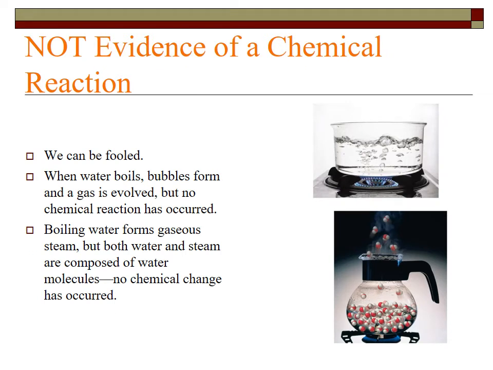What are some things that are not evidence of a chemical reaction? Sometimes we can be fooled, so we have to know what exactly our process is, or the compounds that we're undergoing in the chemical reaction. For example, when water boils, bubbles form and a gas is evolved, but no chemical reaction has occurred. What is the definition of boiling water? It is when the water is in equilibrium with the vapor pressure, what we call VLE, vapor liquid equilibrium.